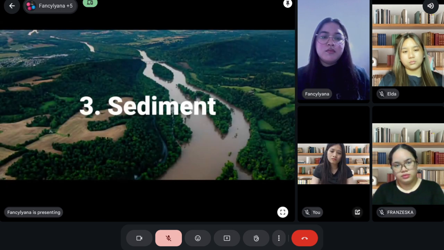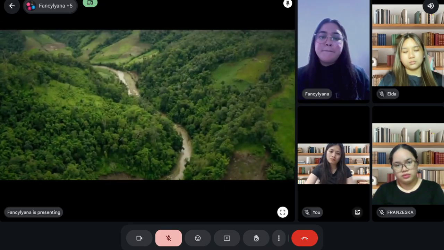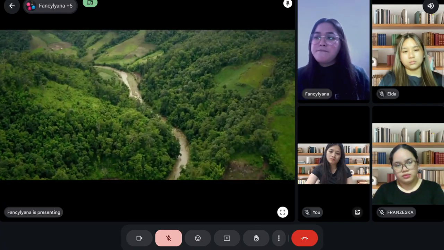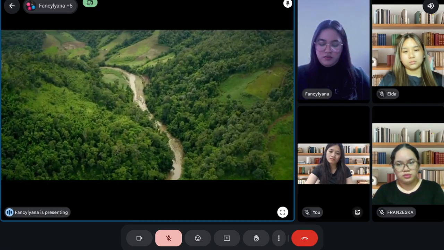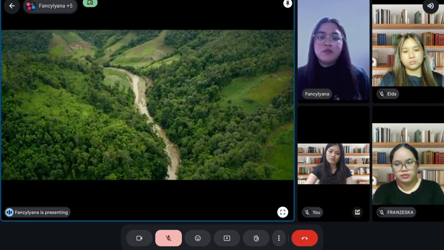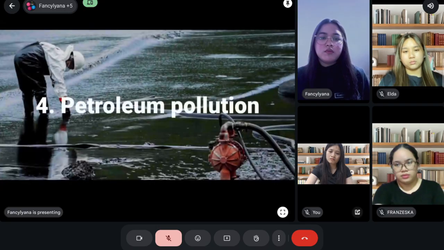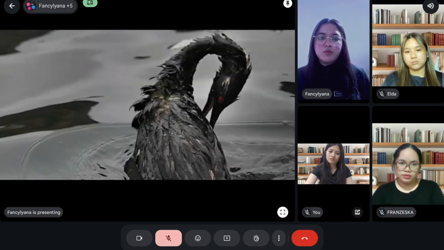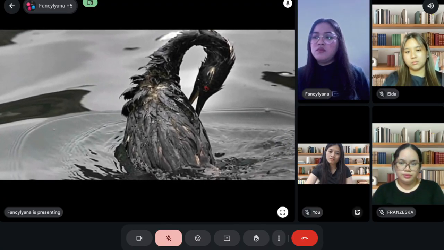3. Sediment. Sediment resulting from soil erosion can be carried into water bodies by surface runoff. Suspended sediment interferes with the penetration of sunlight and upsets the ecological balance of a body of water. 4. Petroleum pollution. Petroleum pollution occurs when oil from roads and parking lots is carried in surface runoff into water bodies.